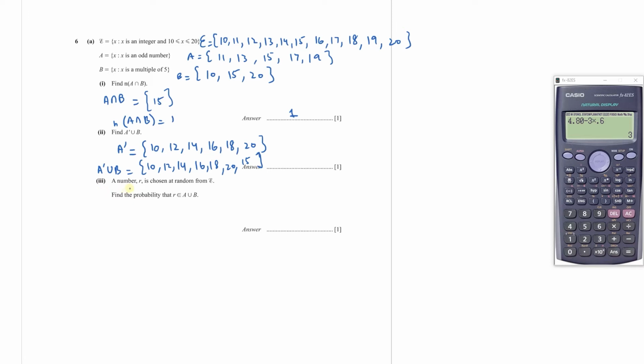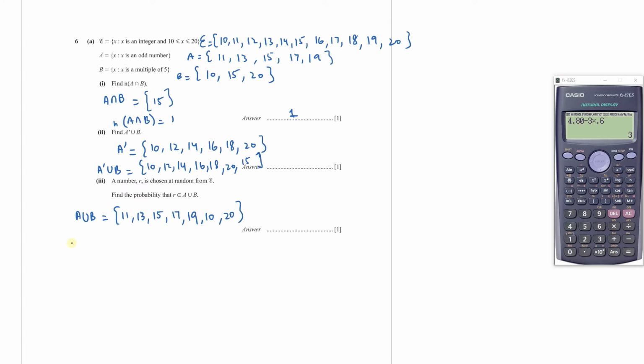Part 3: a number R is chosen at random from this universal set. Find the probability that R belongs to A union B. So let's first find A union B. Again, I'll write down all the numbers in A first: 11, 13, 15, 17, 19. And then 10 is not there, so I can write 10. 15, I've already written 15. 20, so I'll write 20 as well.